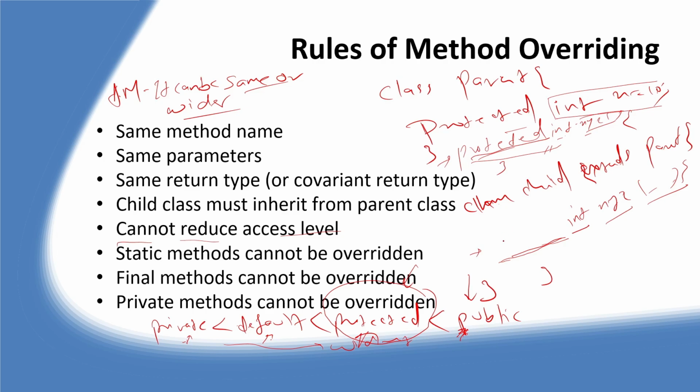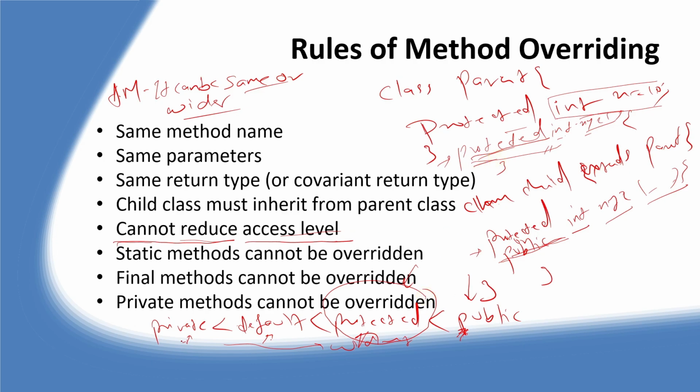So here I can use either protected as an access modifier or I can use public. Both options I have. So in other words, we cannot reduce the access modifier level. See, protected, we are not going less. That's what it is telling: cannot reduce the access level. So access level will be wider only. So in this case, we have used protected.